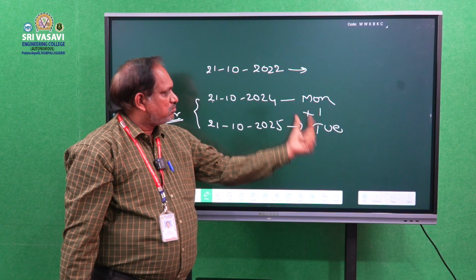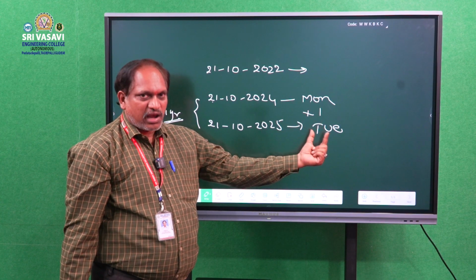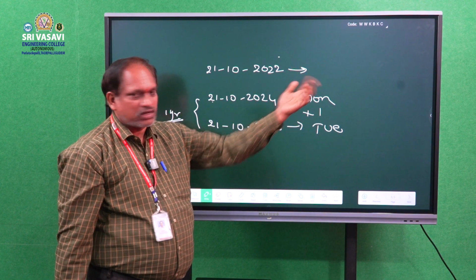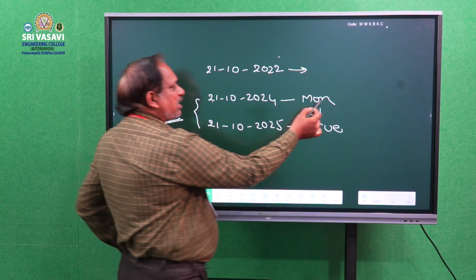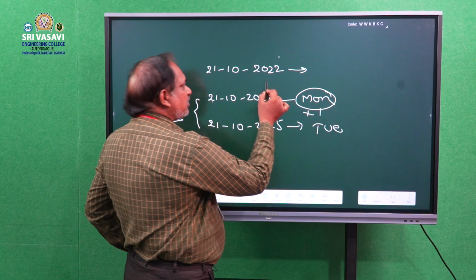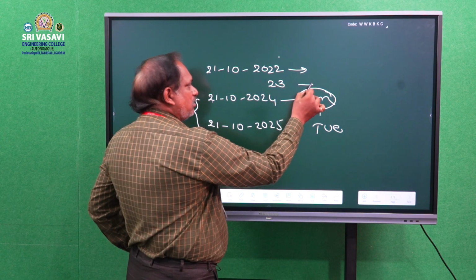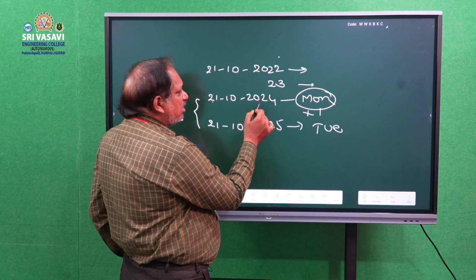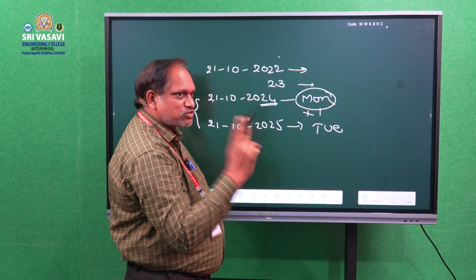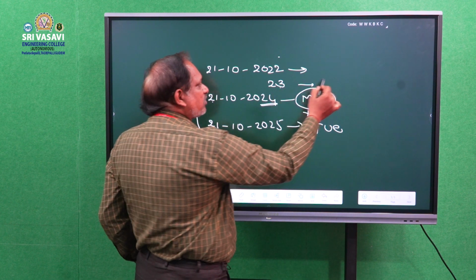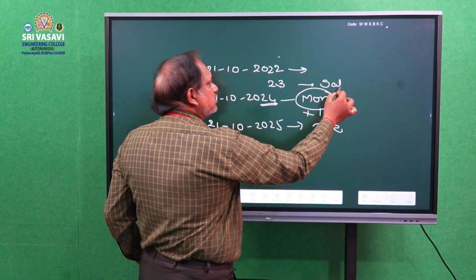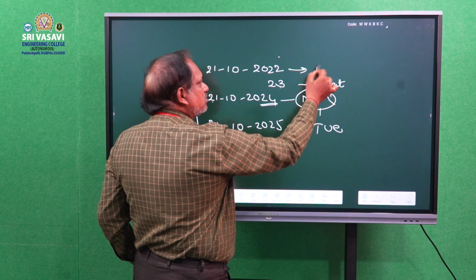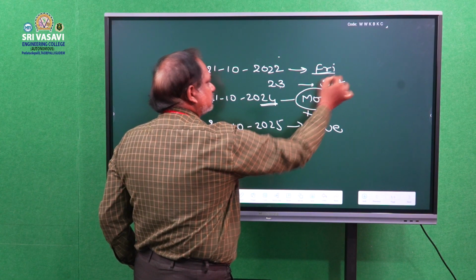So if it is forward, then we are adding plus 1. If it is backward, then we take minus 1. So 2024 is Monday. If 24 is Monday, then what is 23? If it is minus 1, we get Sunday. But here leap year is adding. Leap year means 2 odd days. Therefore 23 minus 2, we will get Saturday. In 22, minus 1 again, so we will get Friday.